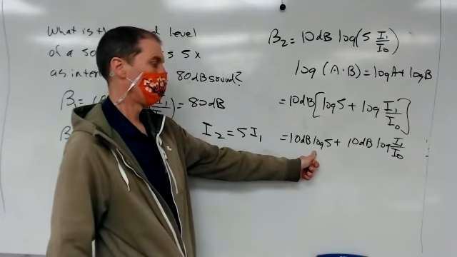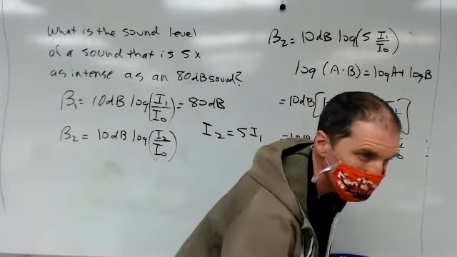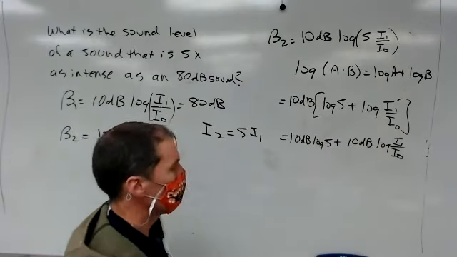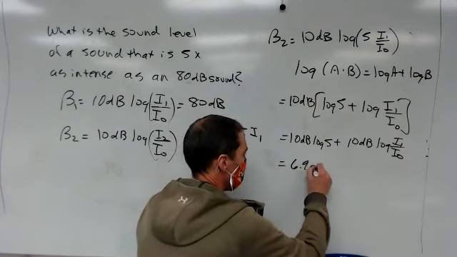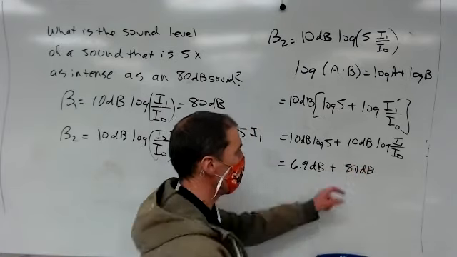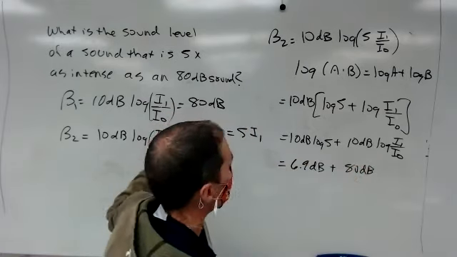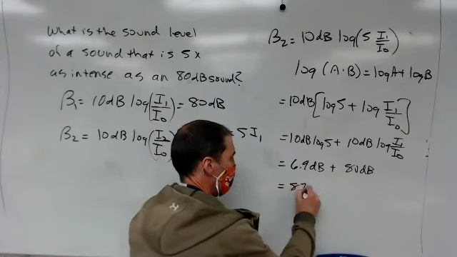What is the log of 5? Like 0.4 or something like that? 0.69? And so this is equal to 6.9 decibels plus 80 decibels, because we just said that 10 decibels times the log of I1 over I naught is 80 decibels. And so this is 87 decibels.